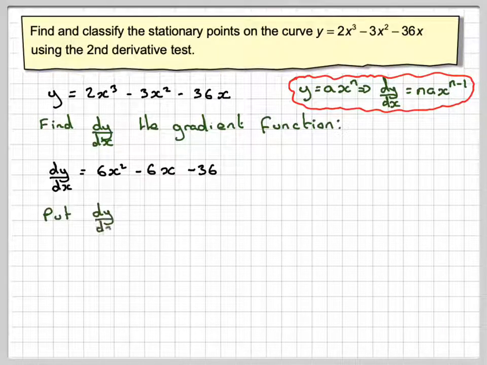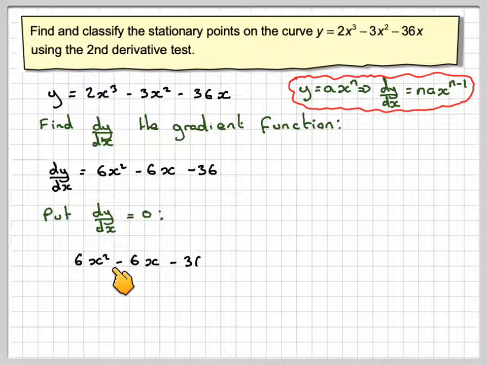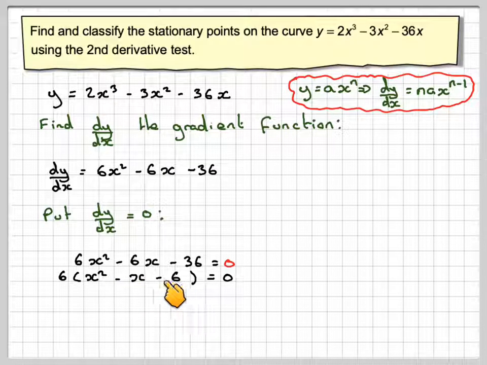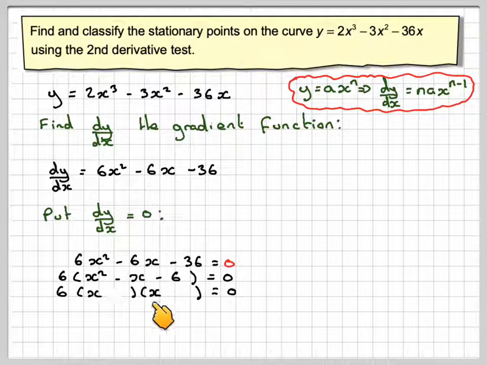Right, next step is to put dy by dx equal to 0. So we take this and put it equal to 0. So we've got 6x squared minus 6x minus 36 is equal to 0. We notice a common factor of 6 here, so we'll take that out, and then we will factorize what's in the bracket. The factors of 6 are 1 and 6, 2 and 3. I want minus 3 in the middle, so I think I'm going to have a 2 and a 3. This one will have to be minus, and this will have to be plus.